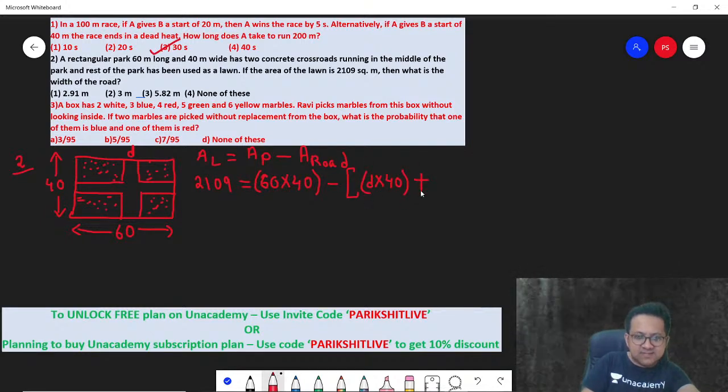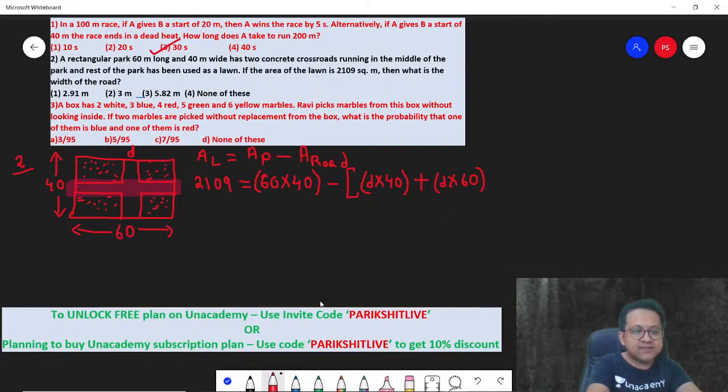Plus. Now look at horizontally. If you look at this area horizontally, what is this area? Again, the same thing. It is D into 60. Will you agree? So let's write it down. D into 60. Correct? Now where is the problem?